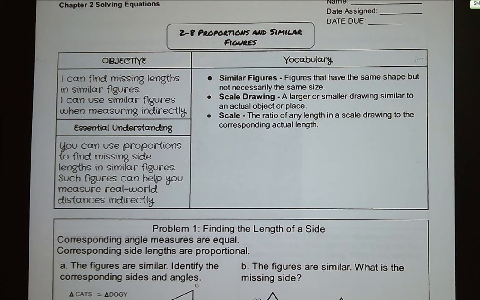So we have a couple vocabulary terms today. First of all is similar figures. These are figures that have the exact same shape, but they are not necessarily drawn to the same size. A scale drawing is a larger or smaller drawing similar to the actual object or place, for example, a map. And a scale is the ratio of any length in a scale drawing to the corresponding actual length. So we will see those a little bit later on.